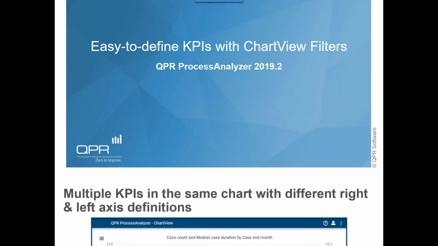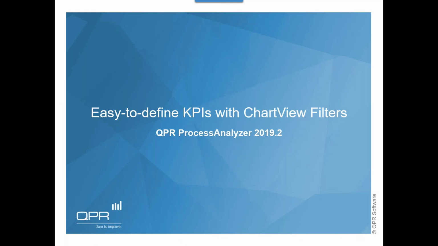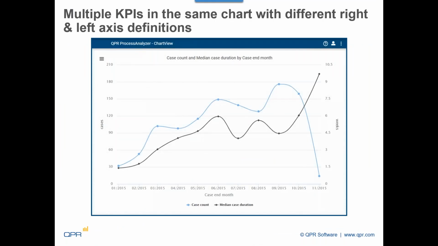So, easy to define KPIs with ChartView filters. There's a lot of improvements in the ChartView functionality. And a couple of the images I want you to remember: in this image, you see the amount of cases on this axis. And then on the other dimension, you see the case duration.